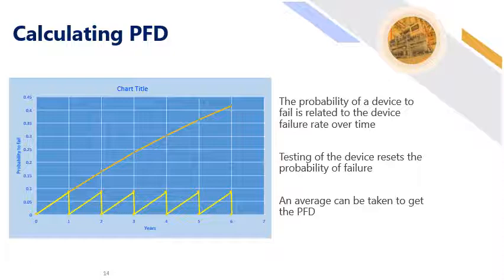Now, to get the probability to fail on demand, we can average that sawtooth. In practice, when we do a proof test, we can never really get a 100% confirmation that the device is working, so this sawtooth will start drifting off.